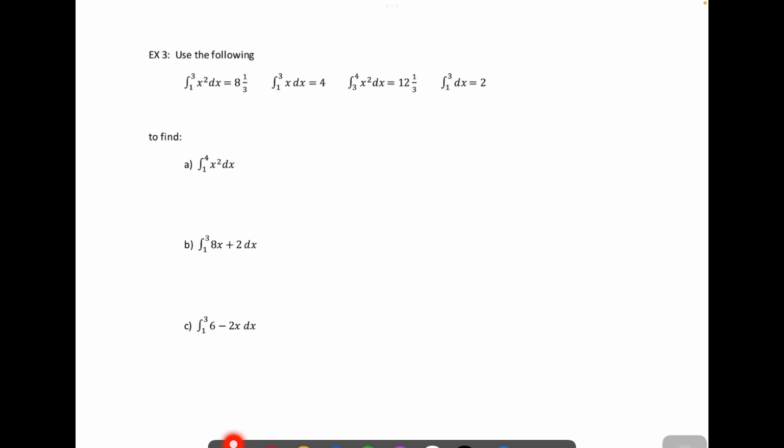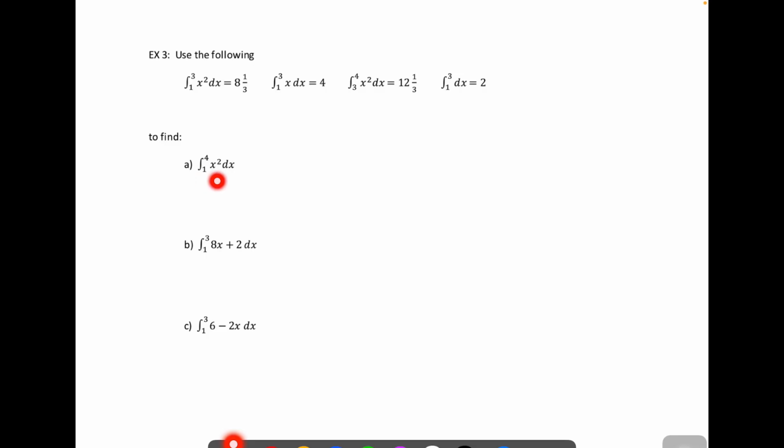All right, so let's use these properties to actually solve some problems. We are told that the integral of x squared from 1 to 3 is 8 1/3. The integral of x from 1 to 3 is 4. The integral of x squared from 3 to 4 is 12 1/3. And if we integrate from 1 to 3, just 1 dx, we get 2. Let's use these facts to solve some other problems.